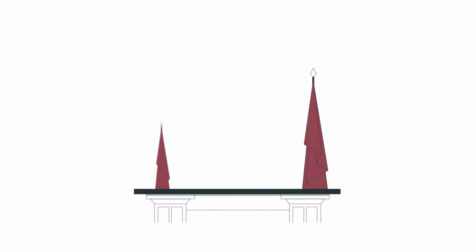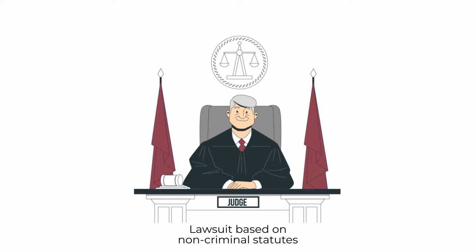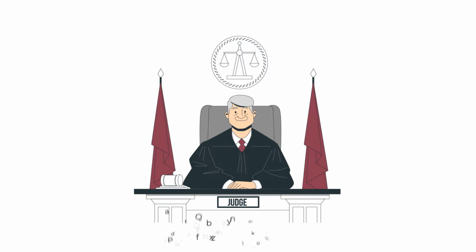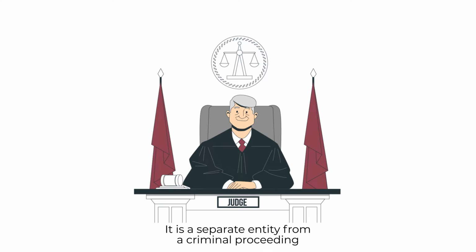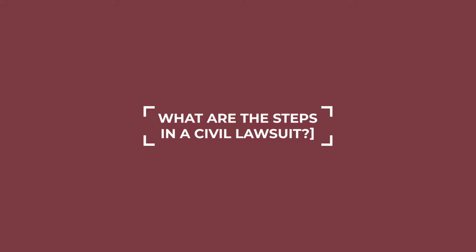A civil lawsuit, which is sometimes also called civil litigation, is a lawsuit based on non-criminal statutes, meaning it's a separate entity from a criminal proceeding. A civil lawsuit is a dispute that's handled legally by the courts, such as a personal injury lawsuit. Civil litigation goes through specific steps or proceedings.